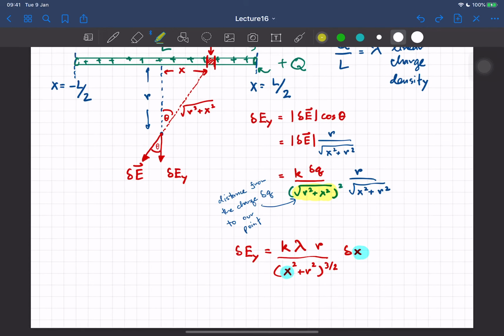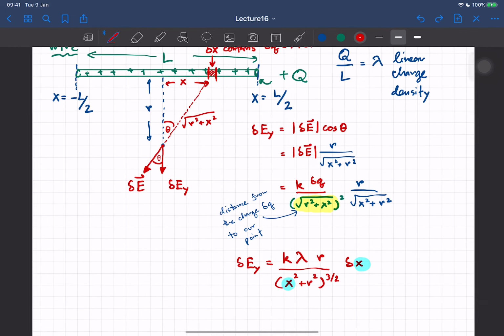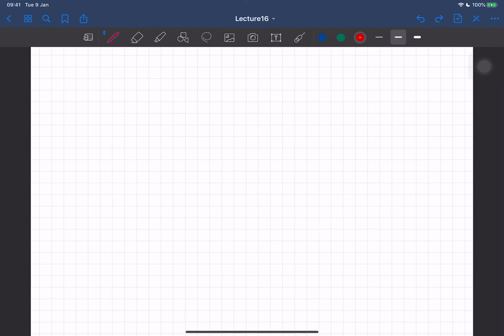So it looks like we are fine. The only thing that is variable is x, which I have already highlighted with blue here. And EY is also going to be the variable that you're going to integrate on the left hand side. So that's fine. All right, so the rest is math. So let's do that. I'm going to copy this to be delta EY equal to k lambda r divided by r squared plus x squared to the 3/2 power, and then times delta x.